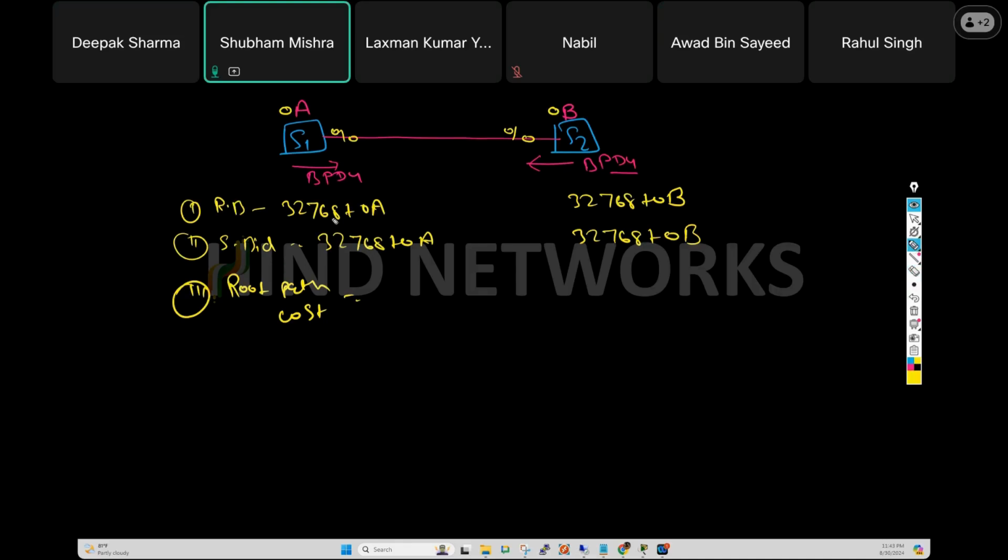So guys, right now the election has not happened, so both switches are telling I am the root bridge. So when switch number 1 is sending the BPDU, the total cost is 0, and here the cost is also 0, because both switches are telling I am the root bridge. Yes or no?